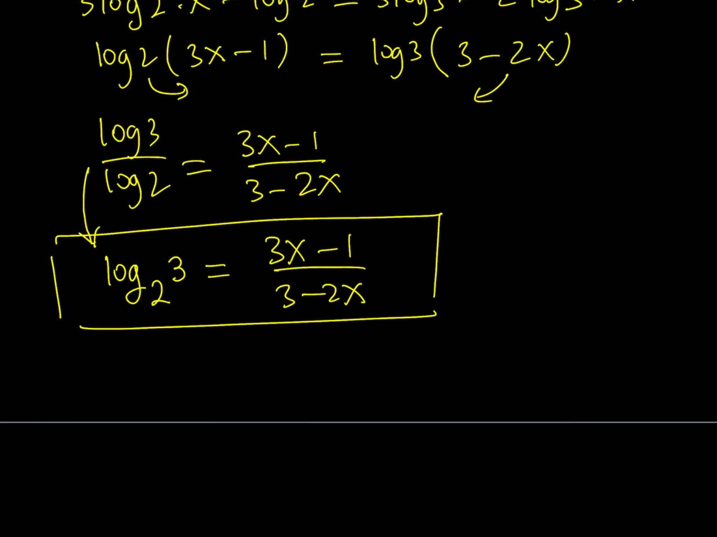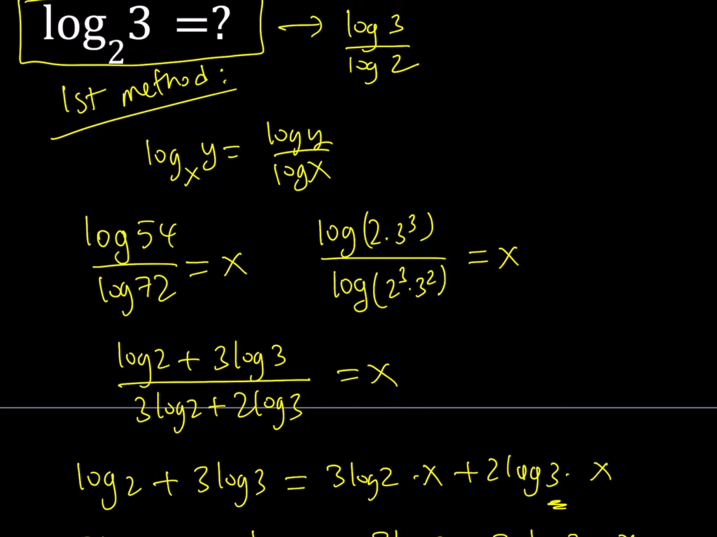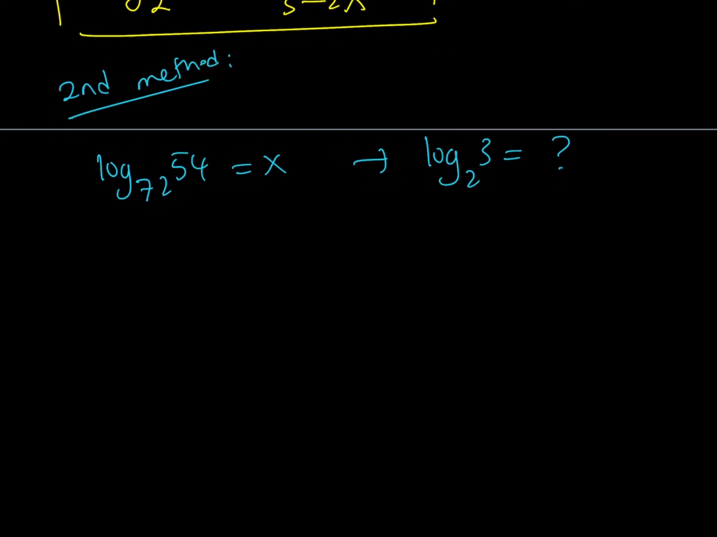Okay, now my second method is a little different because it is going to use properties of exponents. So let's take a look at the original problem again. We're given that log 54 with base 72 is equal to x, and from here we're supposed to find log 3 with base 2 in terms of x. Great. Now here's what I'm going to do. I'm going to use the definition of logarithms. The main definition tells us that this can be written as 72 to the power x equals 54. Even if you don't know logarithms, just look at the definition, because then you can convert the logarithmic expression into an exponential one.